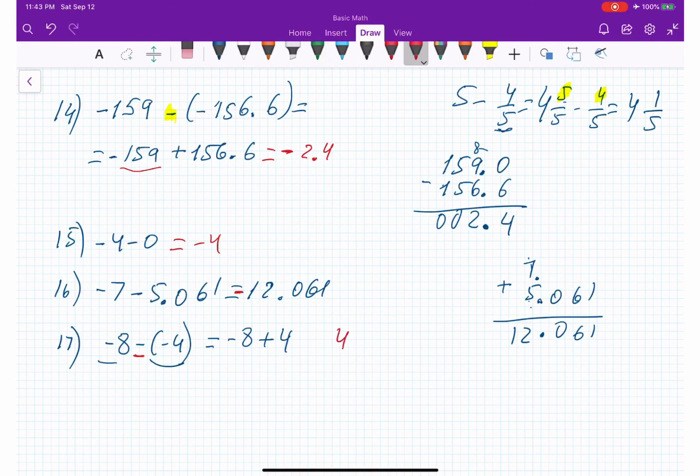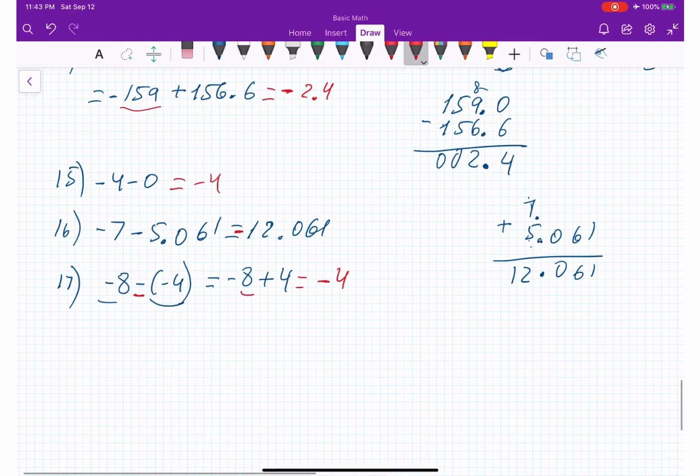Signs are different, I mean, we need to subtract because signs are different. 8 minus 4 is 4. And 8 is a bigger number, therefore negative, and it will be negative. 2 more questions and I will be done. Number 18.